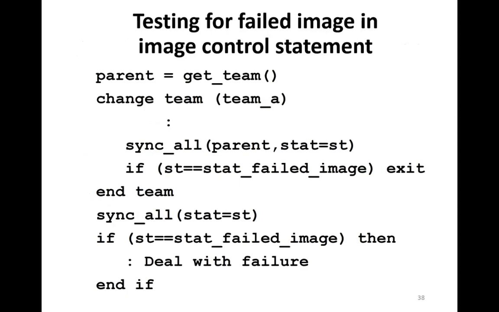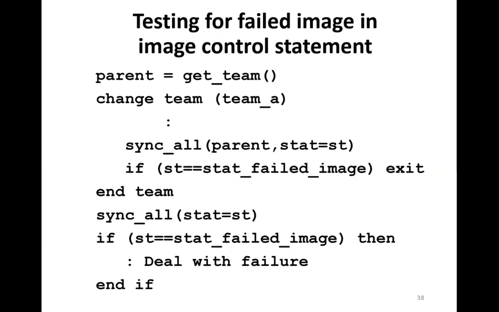You can test for failure. It's actually in an image control statement. An image control statement is a synchronization statement of any sort. So here I have, for instance, a sync all, and I have a stat equals st. That is inquiring about whether anything has gone wrong in this sync all statement. If one of the images of the team has failed, then you'll need to do something else. So you can do a test: if st equals stat failed image, then in some way deal with the failure.